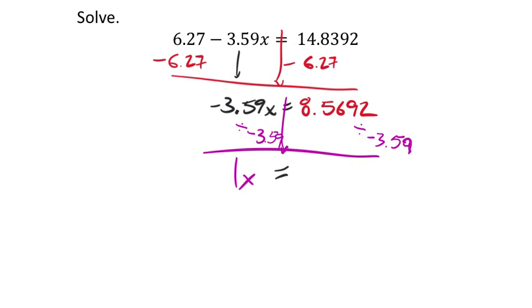Okay, so negative 3.59 divided by itself is going to be a positive 1, and that's important too, that you understand that that 1 is positive. If it were negative, then we've done something wrong. Okay, but that's a 1x, which is what we want. But then I go to my calculator and I type in 8.5692 divided by 3.59. Holy crap.